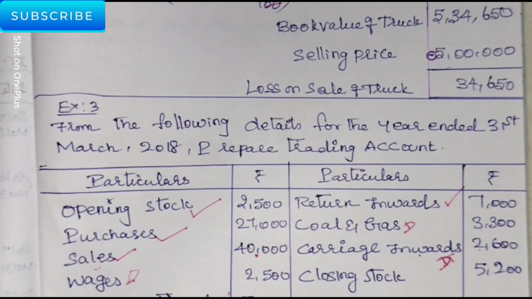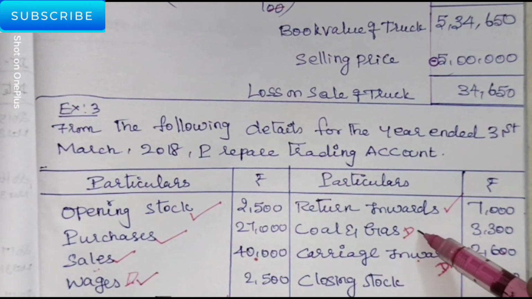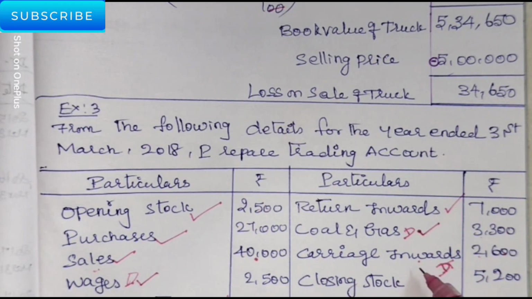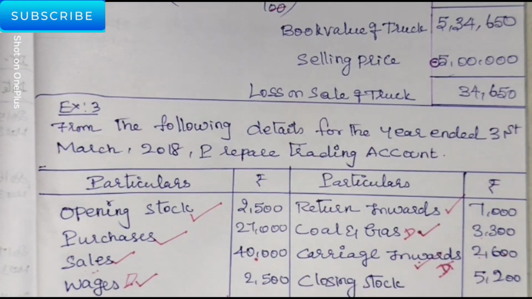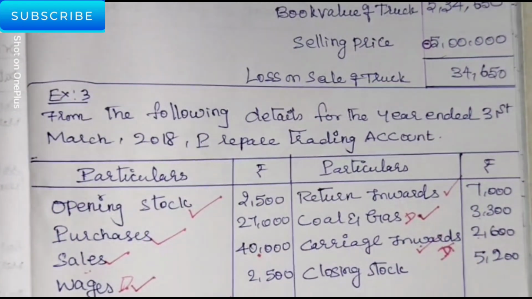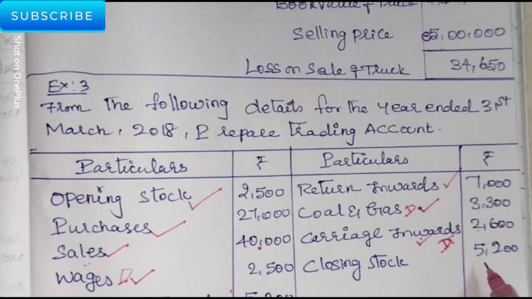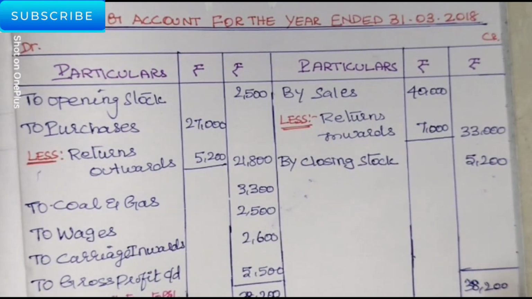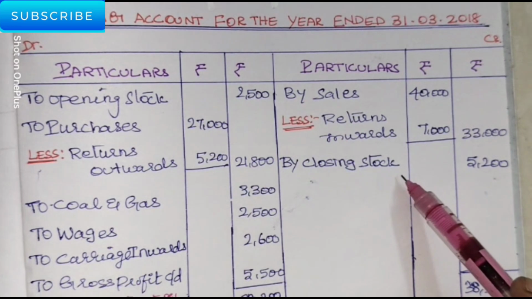Listen, after entering the items we have to mark them. So wages, coal and gas, and carriage inwards are entered on the debit side of the trading account. Then what item is to be entered? Closing stock. How much? 5,200 rupees. Where will the closing stock be entered? Closing stock is to be entered on the credit side of the trading account.